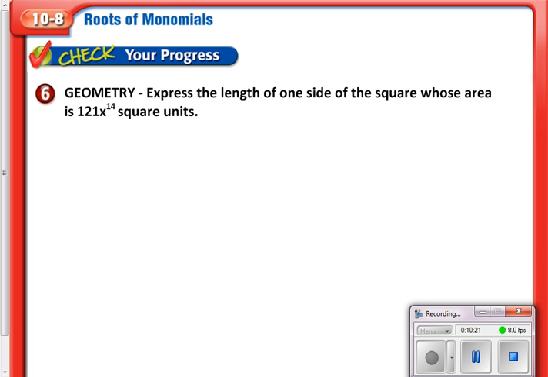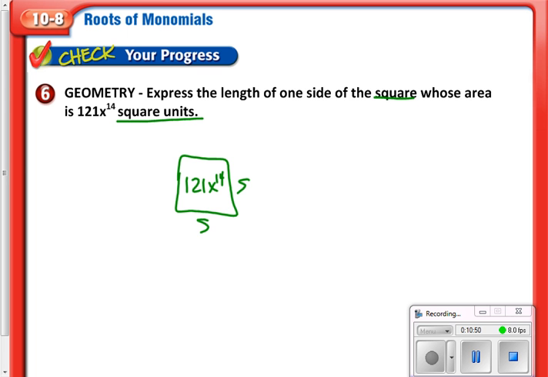Example 6, geometry. This time you're going to use a square. So you're trying to figure out the length of a side of a square whose area is 121 x to the 14th. So here's your square. The area is 121 x to the 14th, and you're trying to figure out the length of each side. Well, we know squares have the same side length. To figure out area, well, if you think area, it's units squared. What gets rid of a square is square root.